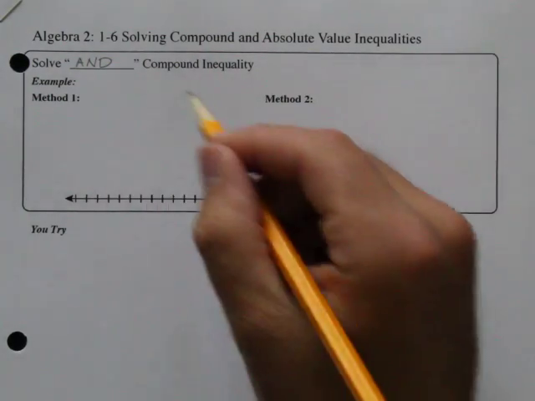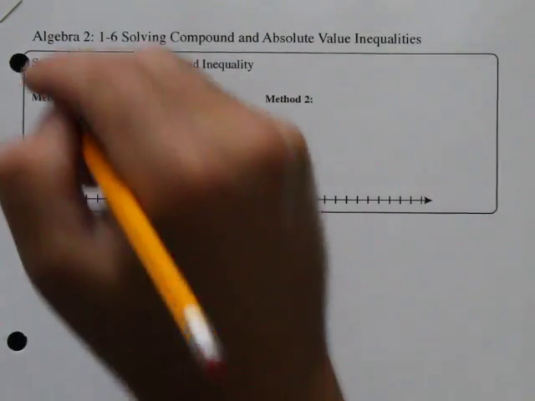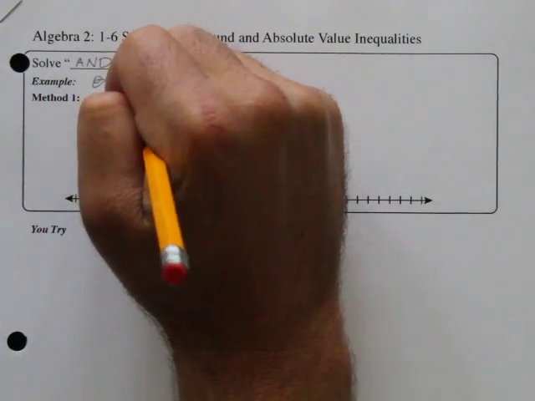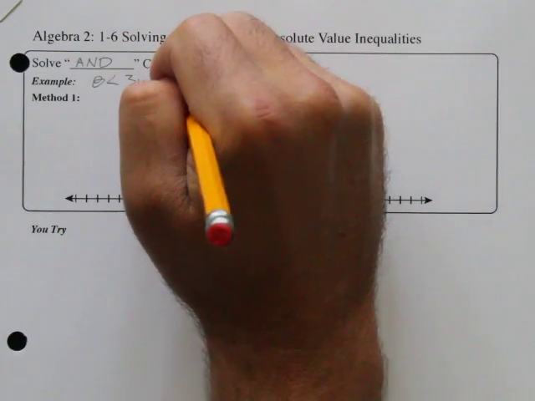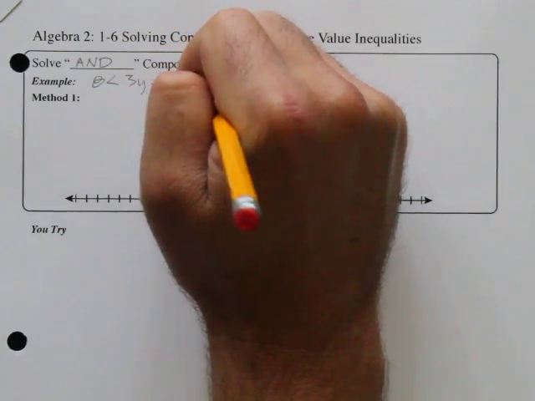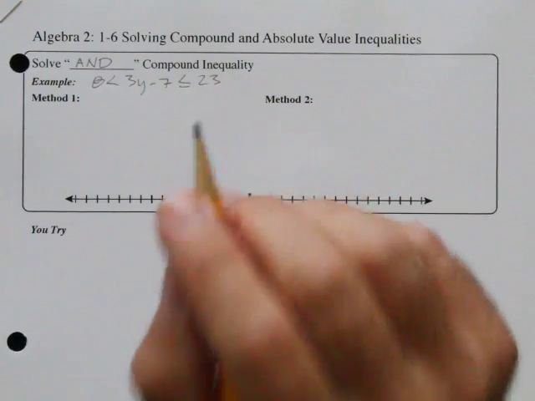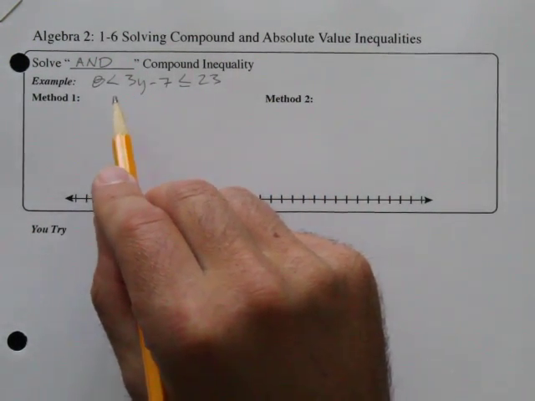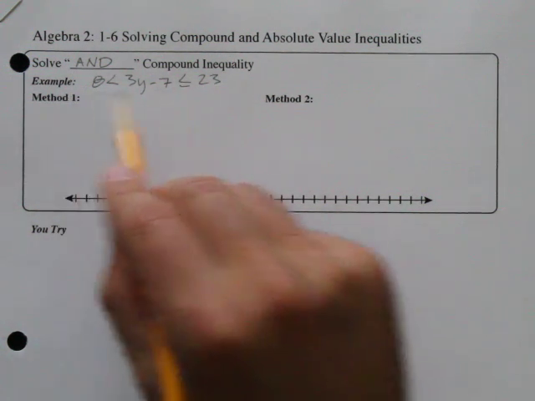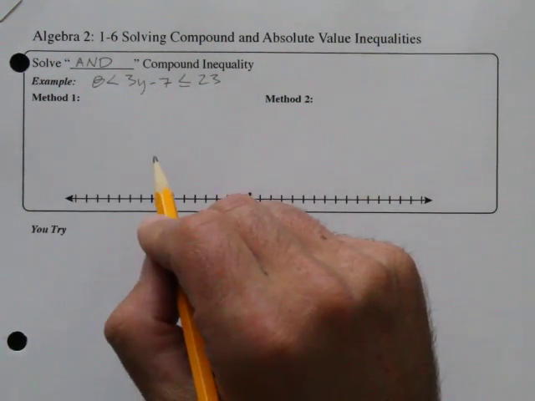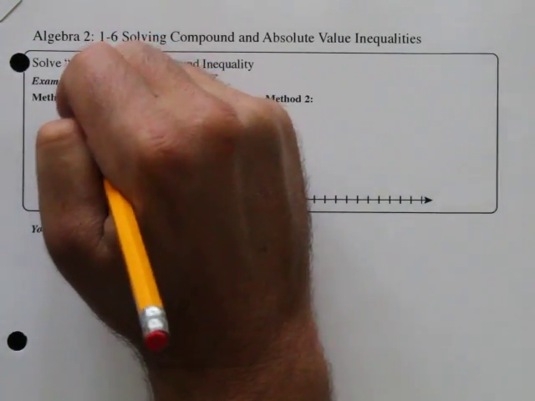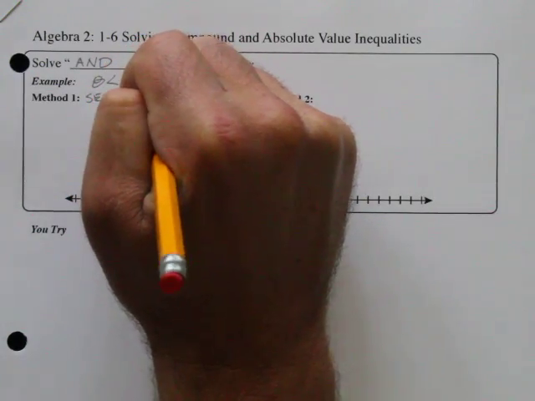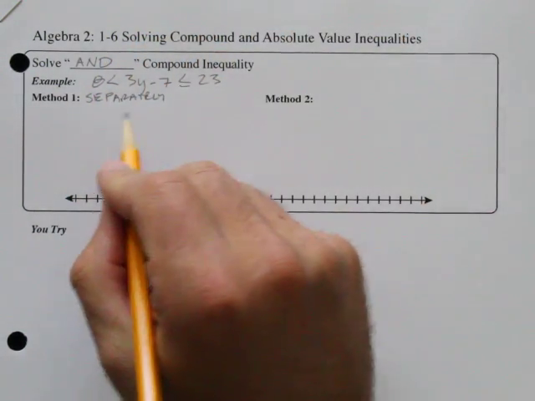So let's look at what we are talking about here. 8 is less than 3y minus 7 is less than or equal to 23. Here's our compound inequality. Now let me show you two ways to solve this. One method is to separate these guys. So let's do this separately.